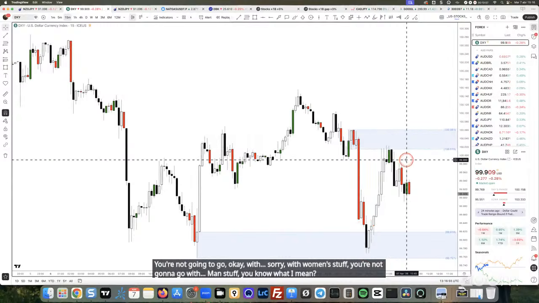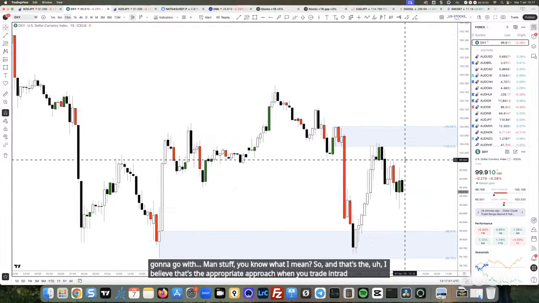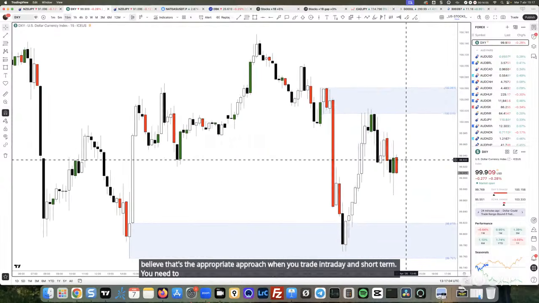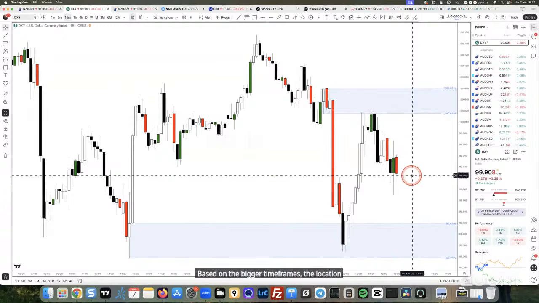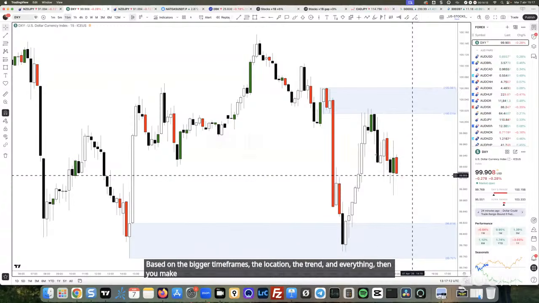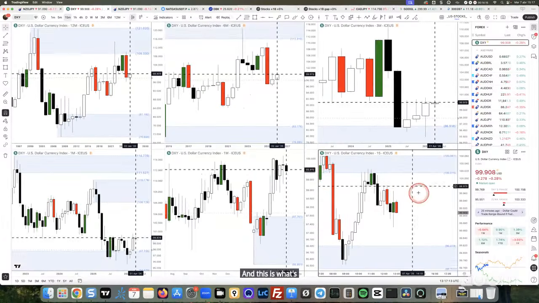I believe that's the appropriate approach when you trade intraday and short term. You need to pay attention to the bigger time frames, and then based on the bigger time frames, the location, the trend, and everything, you make a decision. And this is what's going on in the dollar index.